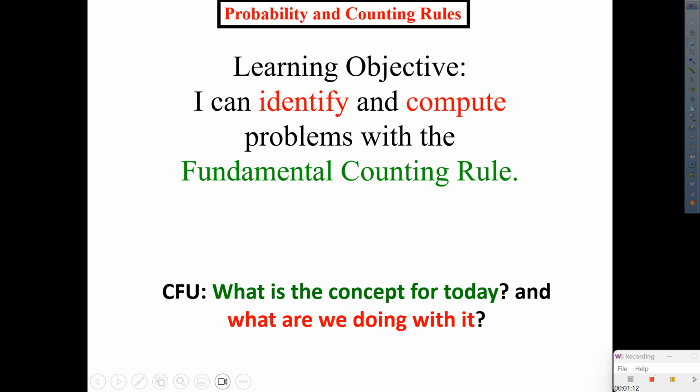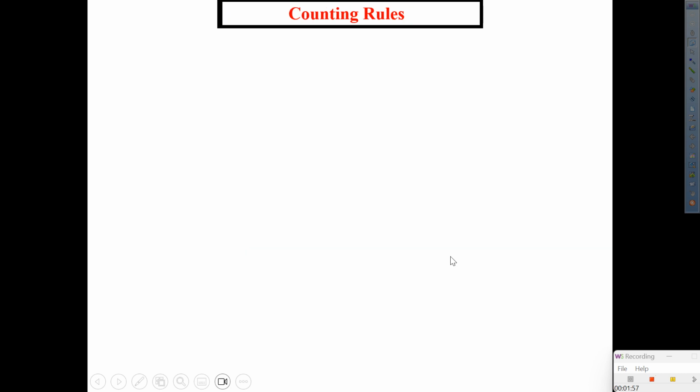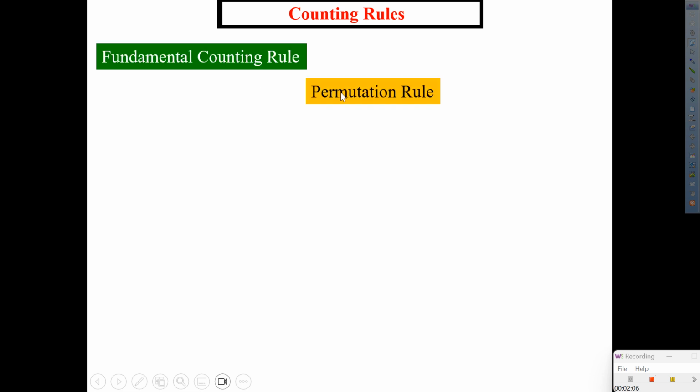All right, so fundamental counting rule. Let's see where we've been so far. We've covered probability: classical, empirical, and subjective, yes? And we're getting now into counting rules. And here goes the flow. Write this down. We're starting with the fundamental counting rule. From there, we're going to permutation rules. And then from there, we're going to combination rules. So write that little diagram there so that you know the roadmap that we're going to take.